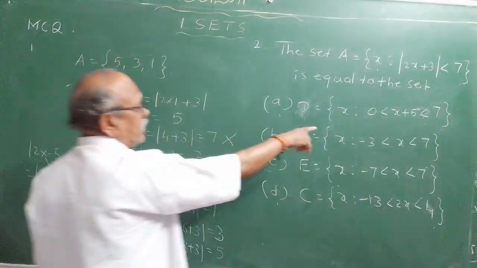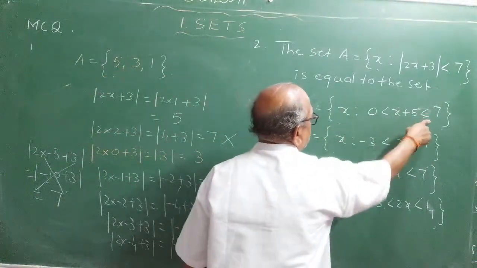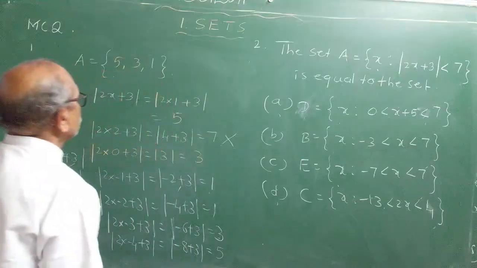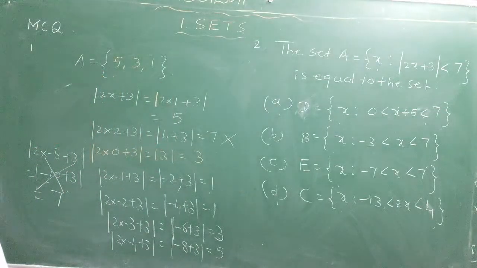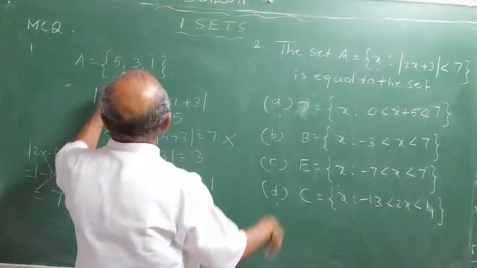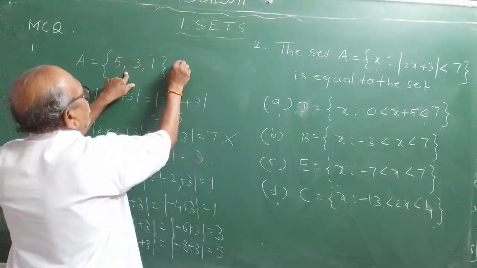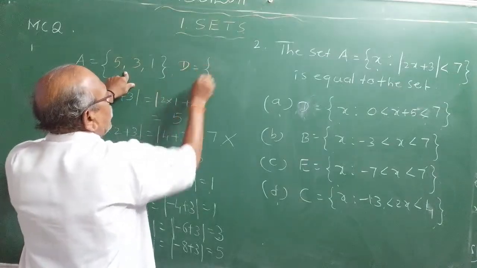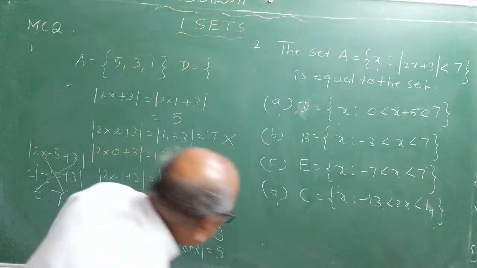So take 0 is less than x, x is less than 7. If you put x is equal to 1, what do you get? You get 6. 6 is not there. Say you are writing the D set. If you write the D set, let us check whether it is equal or not.